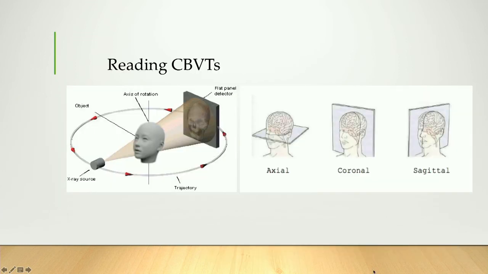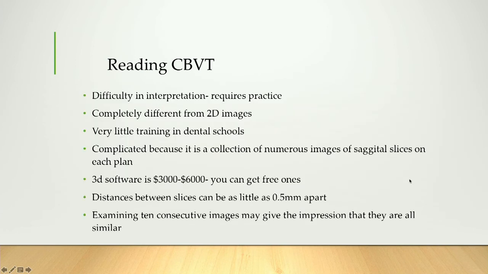I'll show you another one. So reading CT scans, basically you need to know this is axial, this is coronal, and this is sagittal. Okay, so remember that because we'll get back to that.